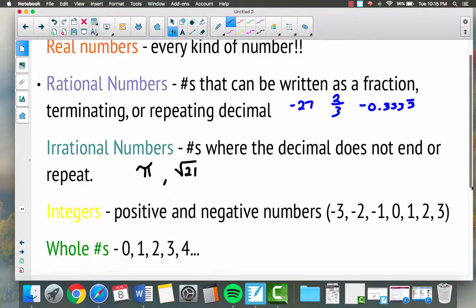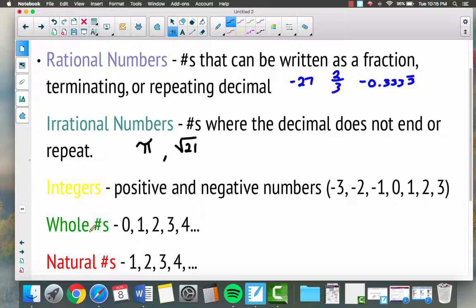which leads to our next definition. Whole numbers are anything from 0 up. So 0, 1, 2, 3, 4, 5, all the way up to whatever, but no negative numbers. So I'll put this here, no negatives.